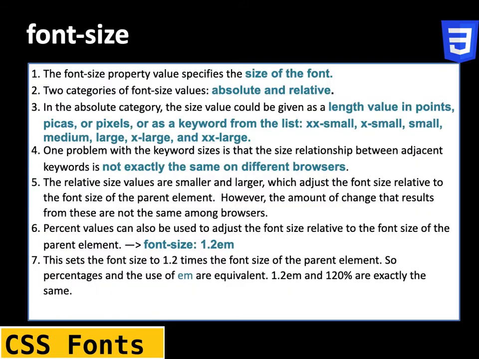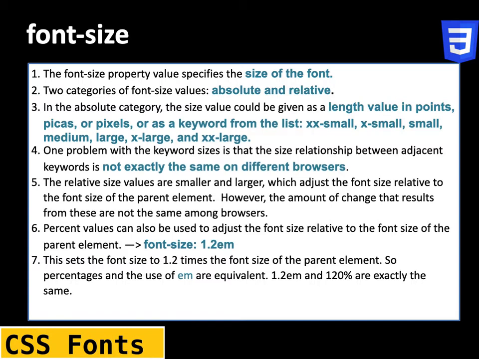The second property is font size. The font size property value specifies the size of the font. Two categories of font size values are there, absolute and relative. In the absolute category, the size value could be given as length value in points, pixels, or as a keyword from the list XX small, that is extra extra small, then X-small, that is extra small, then small, medium, large, XX large, etc. So that is the absolute way of giving the length.